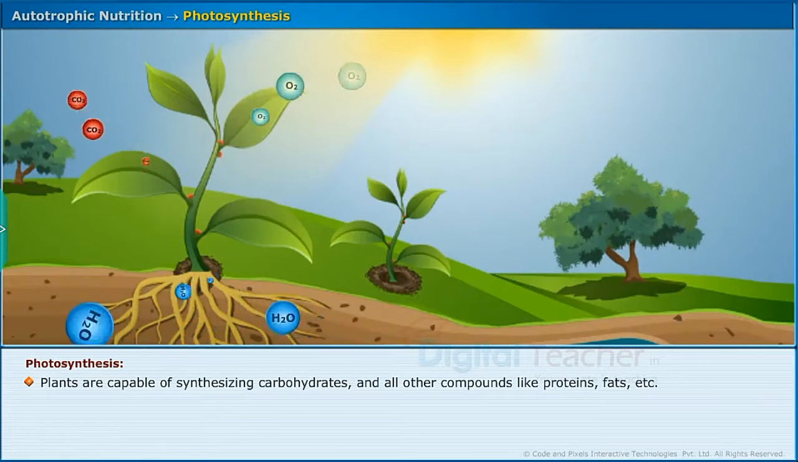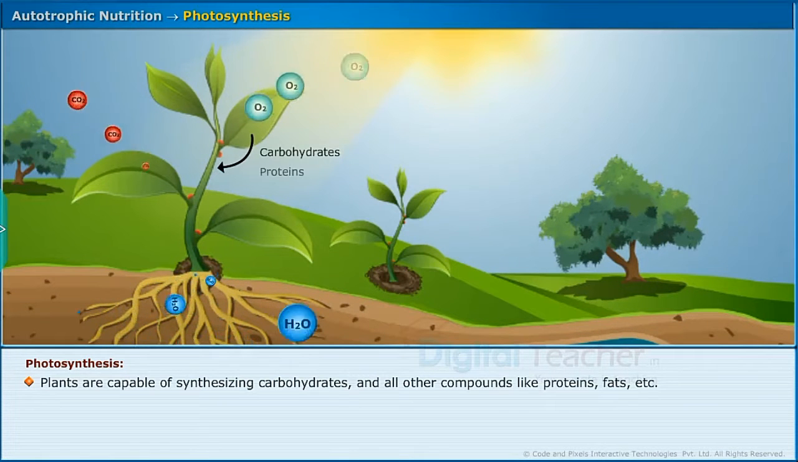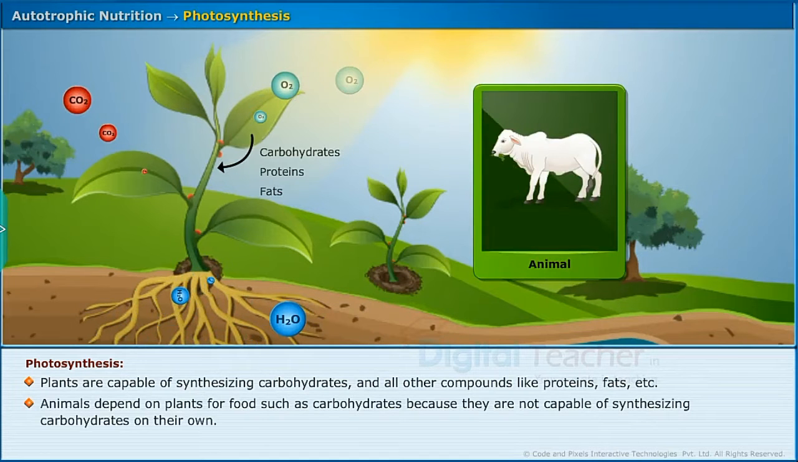Plants are capable of synthesizing carbohydrates and all other compounds like proteins, fats, etc. Animals depend on plants for food such as carbohydrates because they are not capable of synthesizing carbohydrates on their own.